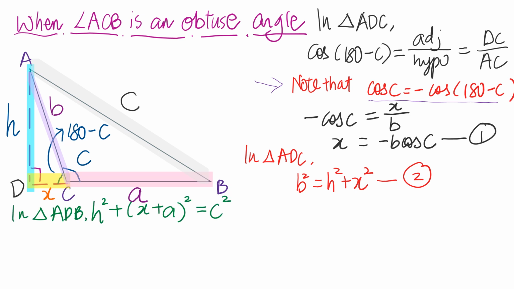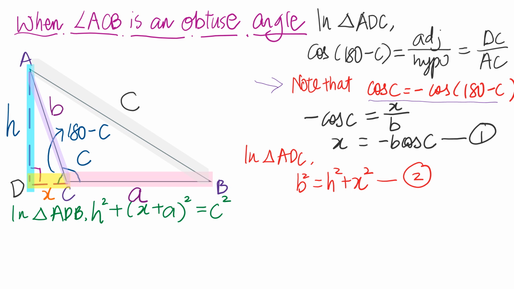Okay, in triangle ADB now. So you see that we're actually using a right angle triangle, because only a right angle triangle can allow us to use the Pythagoras theorem or the trigo ratio. That's the reason why I need to extend a right angle triangle out of your obtuse triangle ACB.